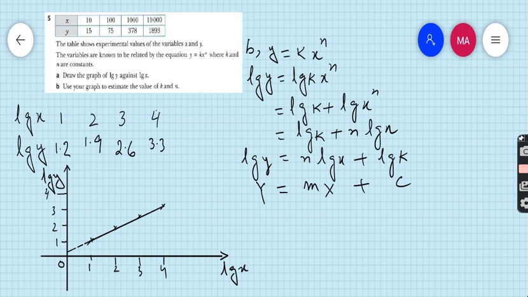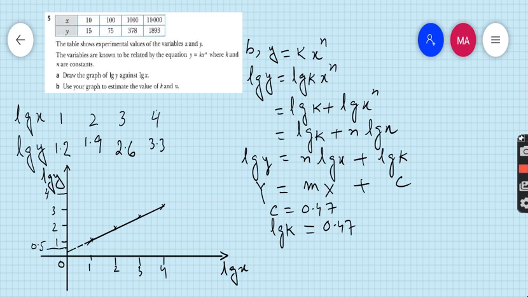If you read this value, it is just below 0.5, because this one is 0.5. Students, you can do this better than me because you will have a graph book; I am using just our virtual graph paper. So this value, which represents the y-intercept, I am taking as 0.47, and this c represents lg k. So lg k equals 0.47.